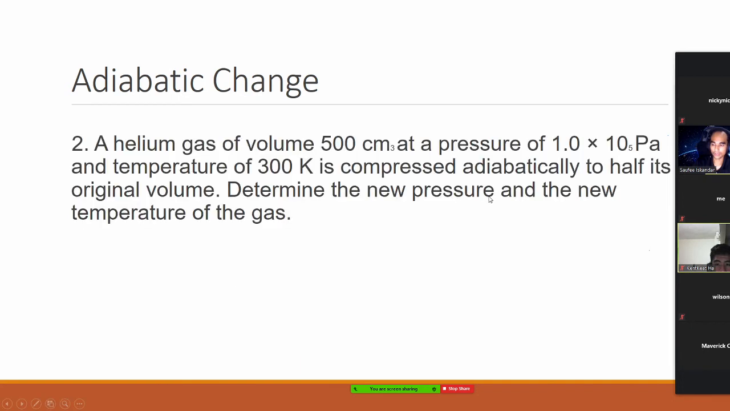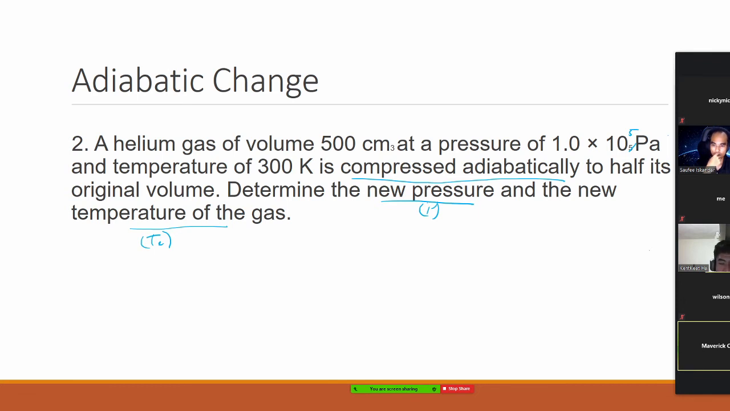Next part: a helium gas of volume 500 cubic centimeters at a pressure of 1.0 times 10 power 5 Pascal and temperature of 300 Kelvin is compressed adiabatically to half of its original volume. Determine the new pressure and new temperature of the gas, T2.